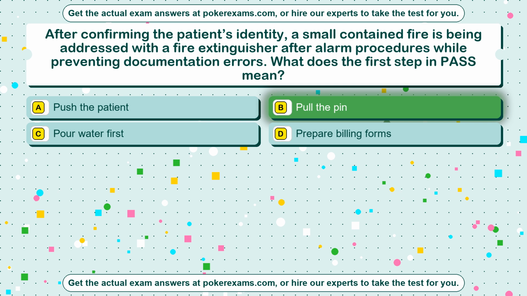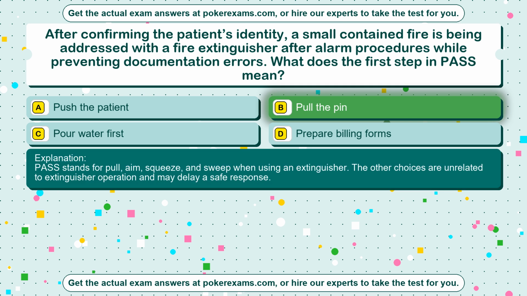The correct answer is option B, pull the pin. PASS stands for pull, aim, squeeze, and sweep when using an extinguisher. The other choices are unrelated to extinguisher operation and may delay a safe response.